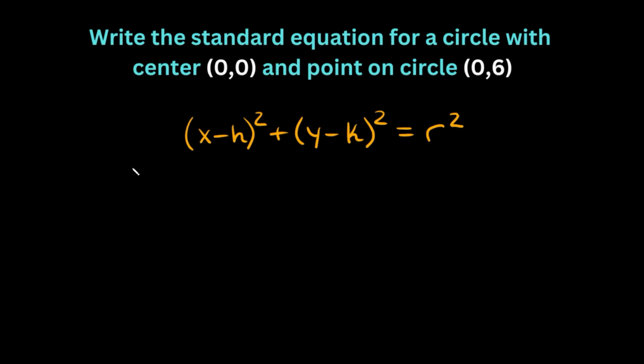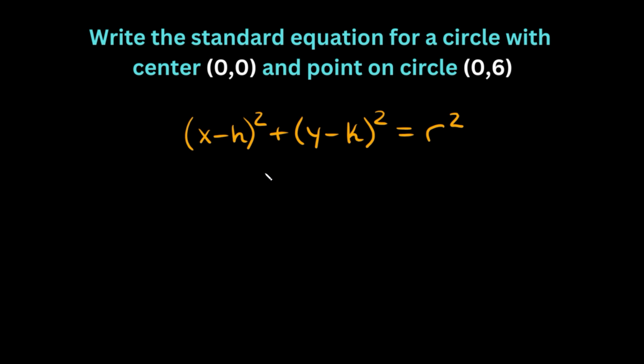So in this video, I'm going to teach you how to write the standard equation of a circle when you're given the center and a point on the circle, all right? So we're going to go over two examples. Let's go over this first one right here. So it just says, write the standard equation for a circle with center 0, 0 and point on circle 0, 6.